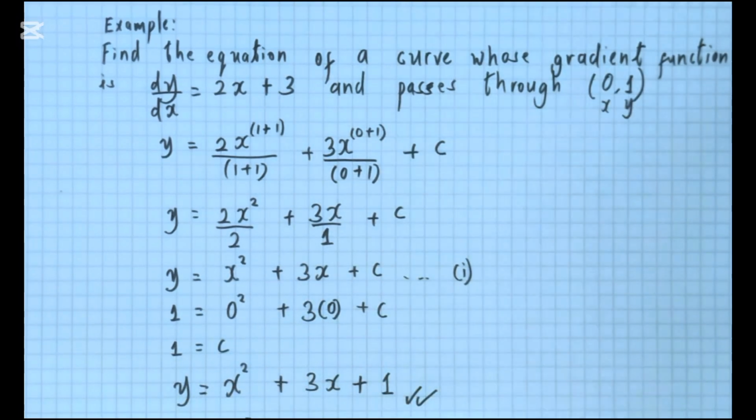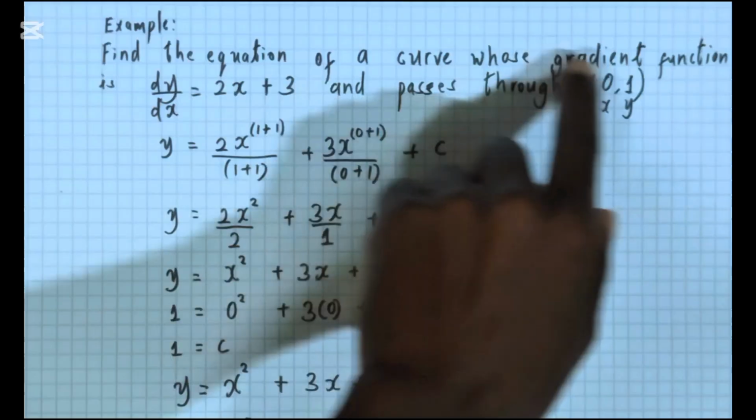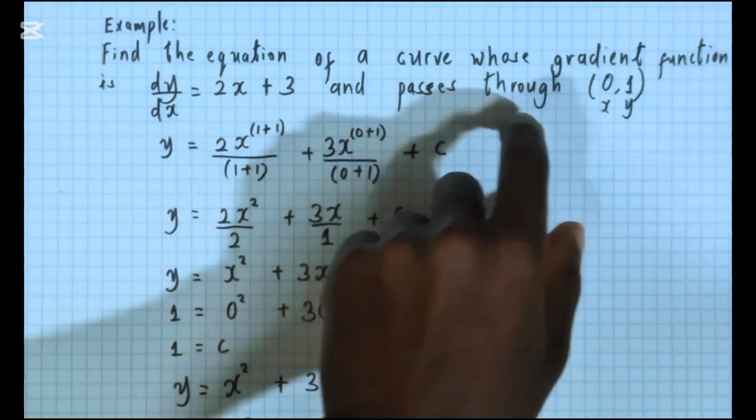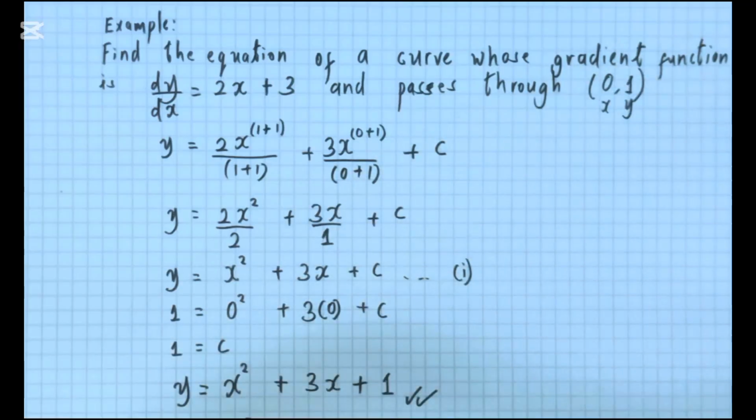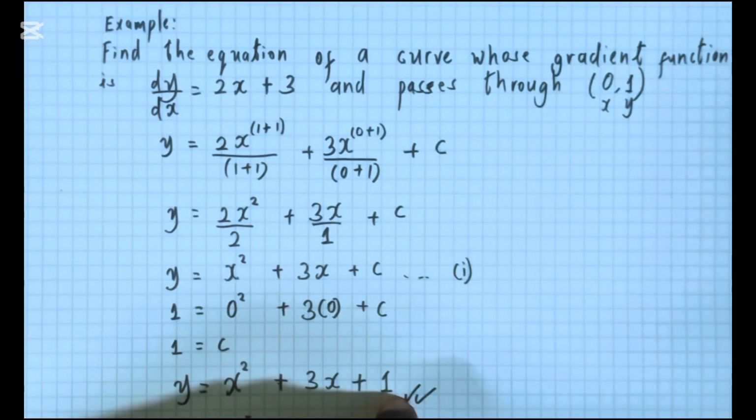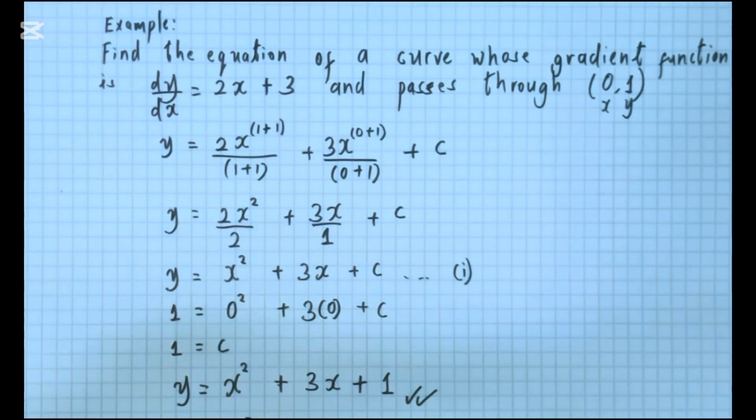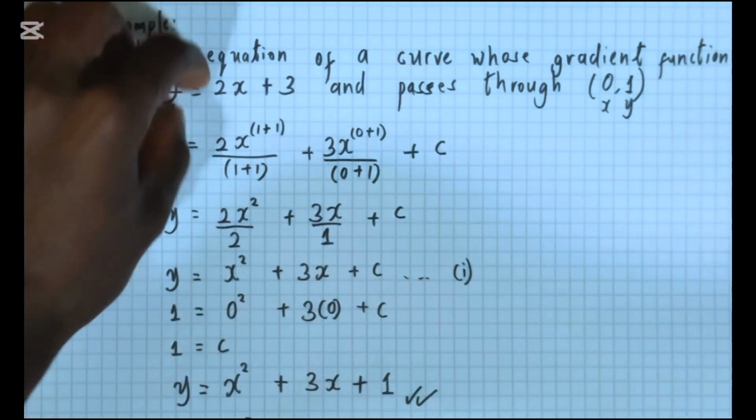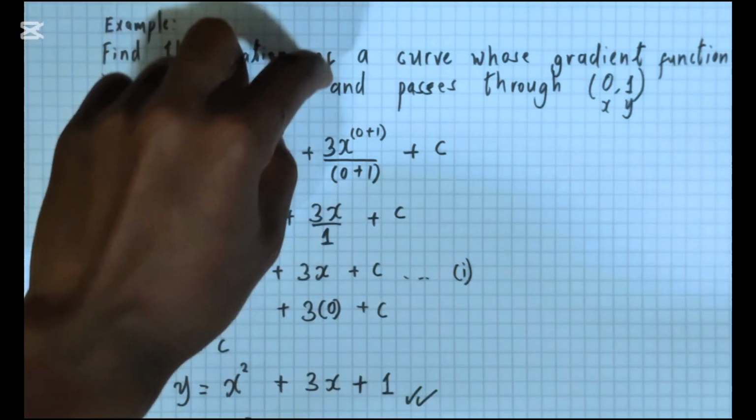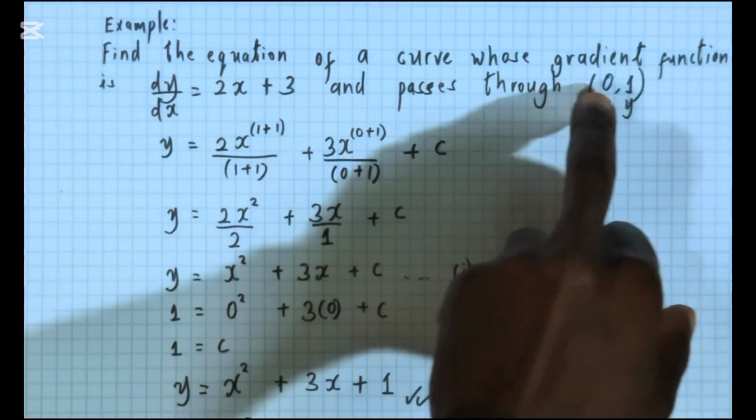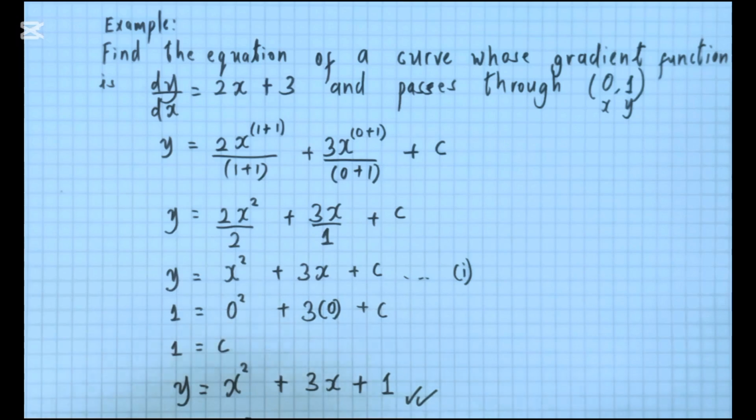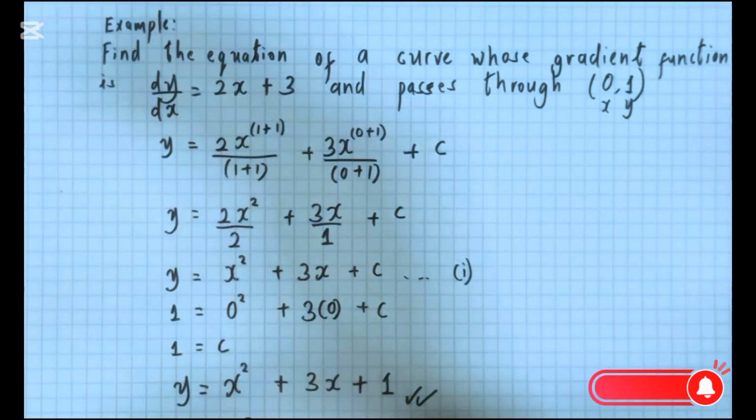And that is it. So that is the equation of the curve whose gradient function is 2x plus 1 and passes through the point (0, 1). So the y-intercept in that particular case is equal to 1. All right, so this here is the integral function of dy/dx equal to 2x plus 3 and passing through the point (0, 1). Let us tackle the last example in this particular class, then call it a day.